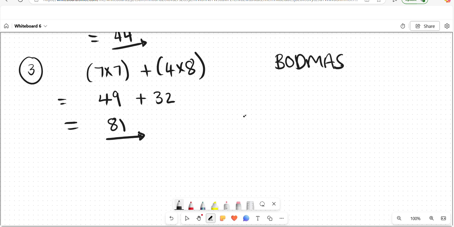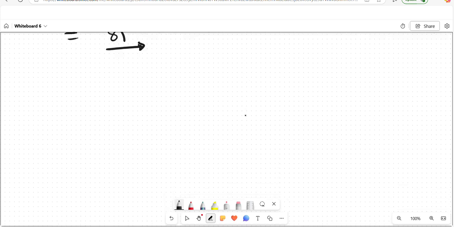I hope you guys are following. I am moving quite quickly through this. You can pause and try these out yourself. Let's do number 4. So 5, that is adding a 3, that is being multiplied by a 2 squared.